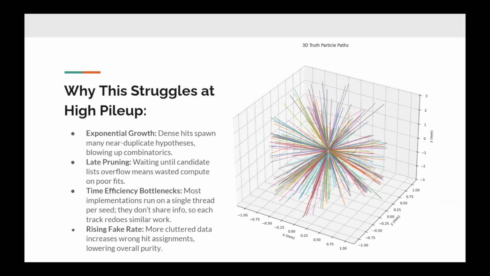While this struggles at high pileup, dense hits have a bunch of near duplicate hypotheses, and it waits until candidate lists overflow, meaning you have wasted compute time because you're computing the same thing, and there's a bunch of time efficiency bottlenecks. Like a lot of the time, most architectures run the building for each track one after the other and not in parallel, and then a rising fake rate, which is just increased wrong hit assignments, lowering overall purity.